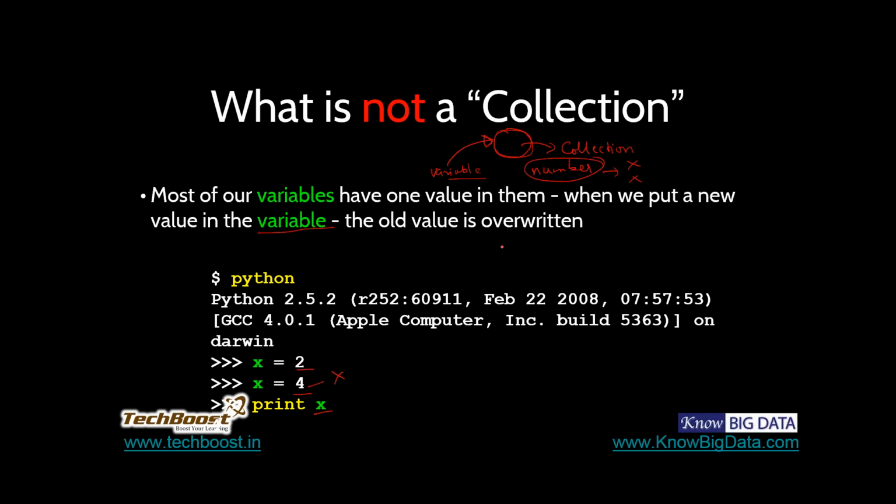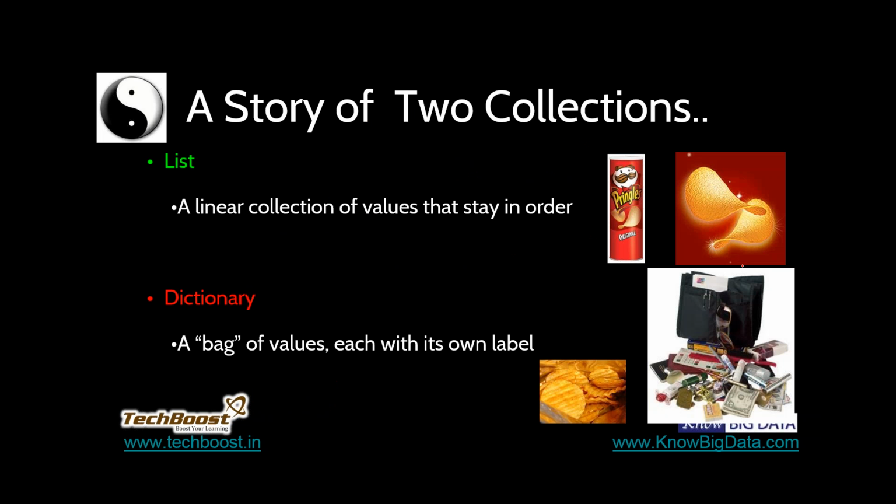What are collections? Strings are collections, lists are collections, tuples are collections, dictionaries are collections, sets are collections. All right, so we have to deal with all these sorts of collections. Here is a very simple differentiation between a list and a dictionary.